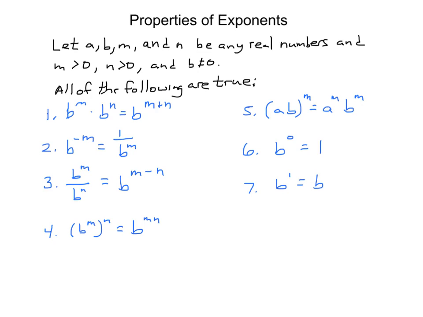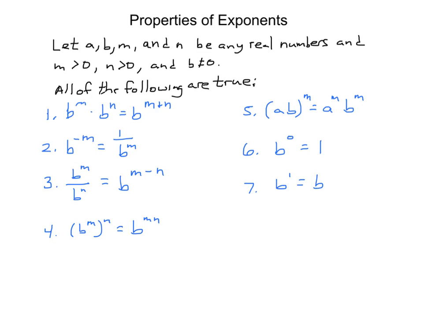Number two, b to the negative m power is equal to 1 over b to the m power, the positive m. So when I see a negative exponent, I know I'm going to be taking a reciprocal in some way. Now, third one, b to the m over b to the n is going to be simplified to b to the m minus n. Notice it's the top exponent minus the bottom exponent.